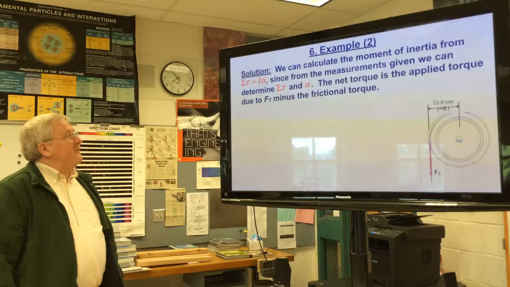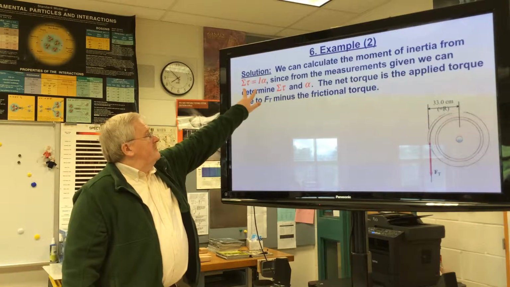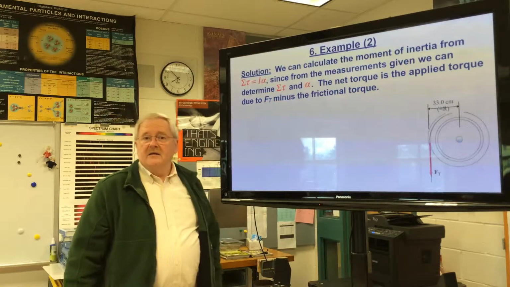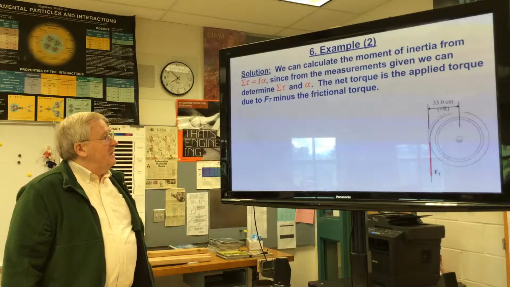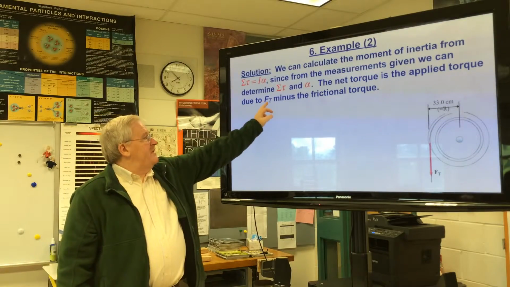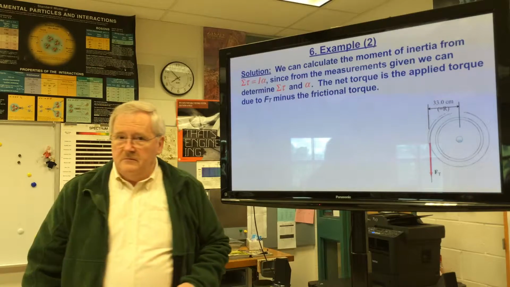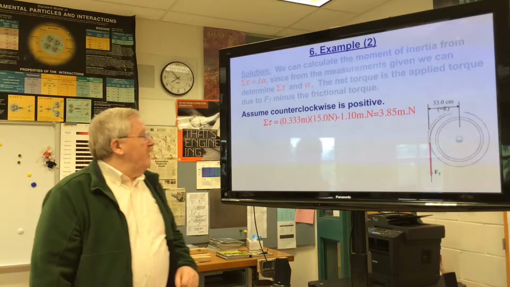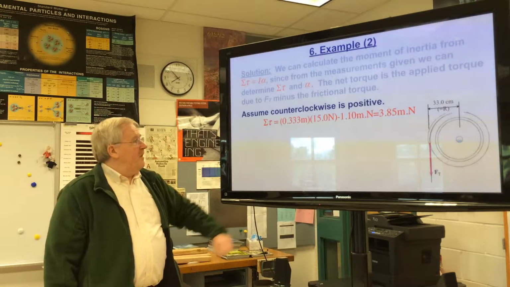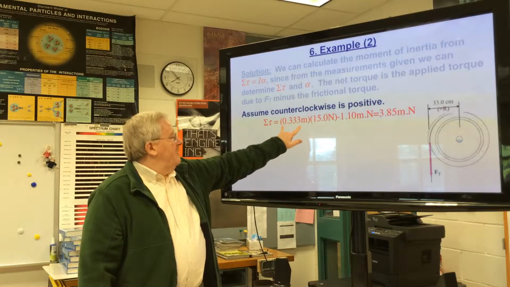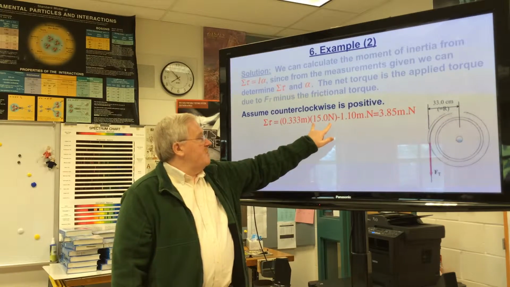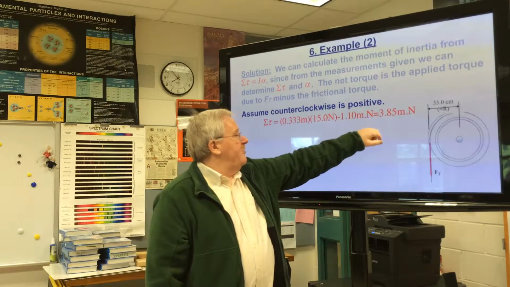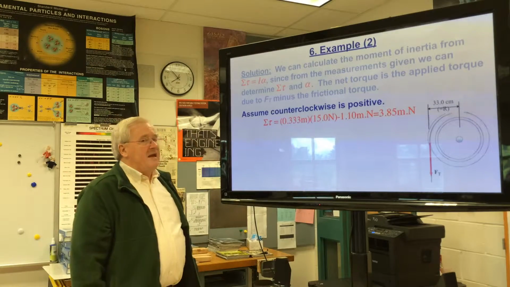Okay, we can calculate the moment of inertia from this, since from the measurements given, we can determine both the net torque and the angular acceleration. Net torque is the applied torque due to Ft minus the frictional torque. We assume counterclockwise is positive. So we have this radius times the force minus 1.1 meter newtons, or 3.85 meter newtons is the net torque.